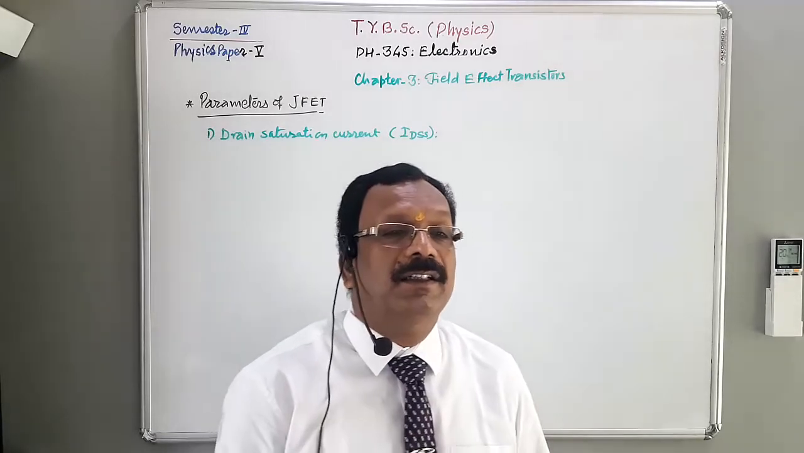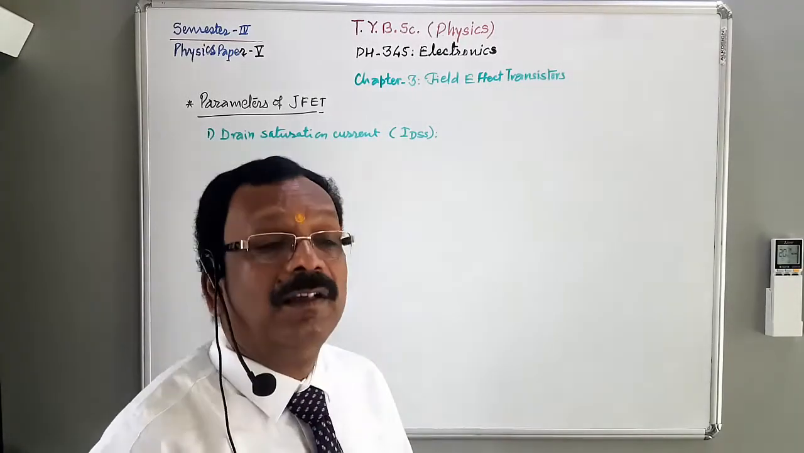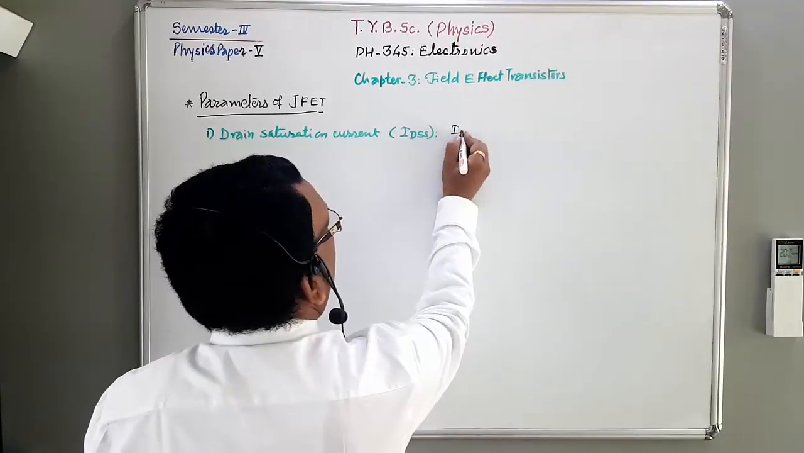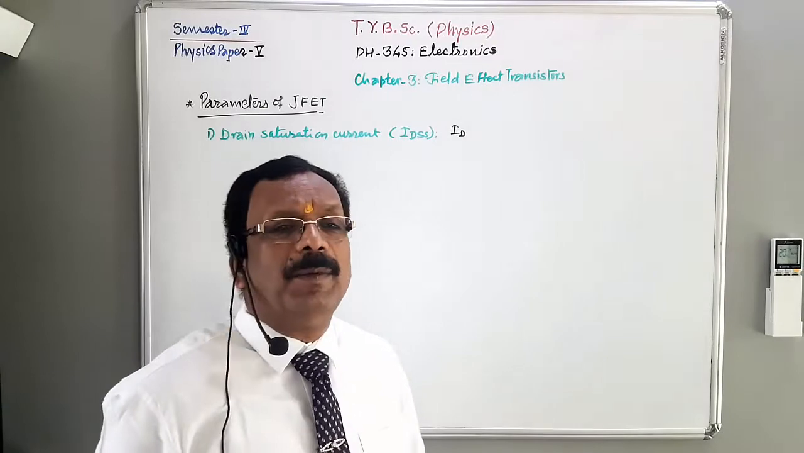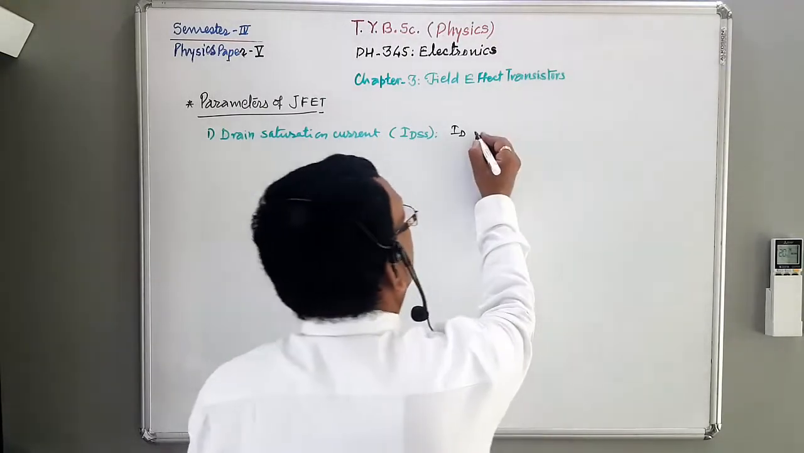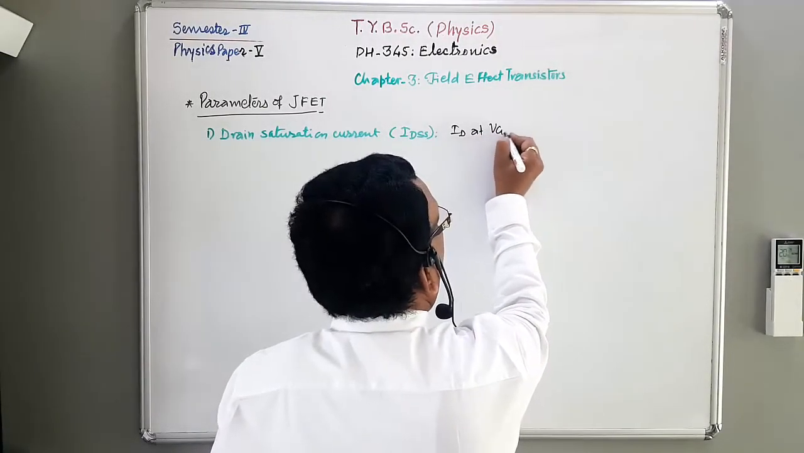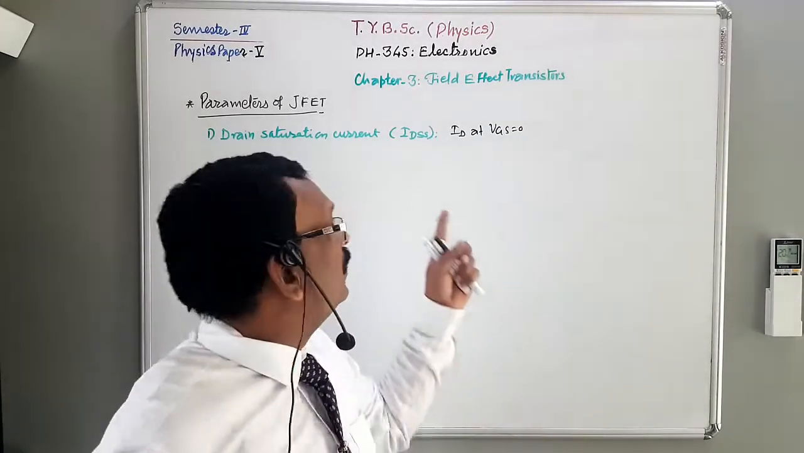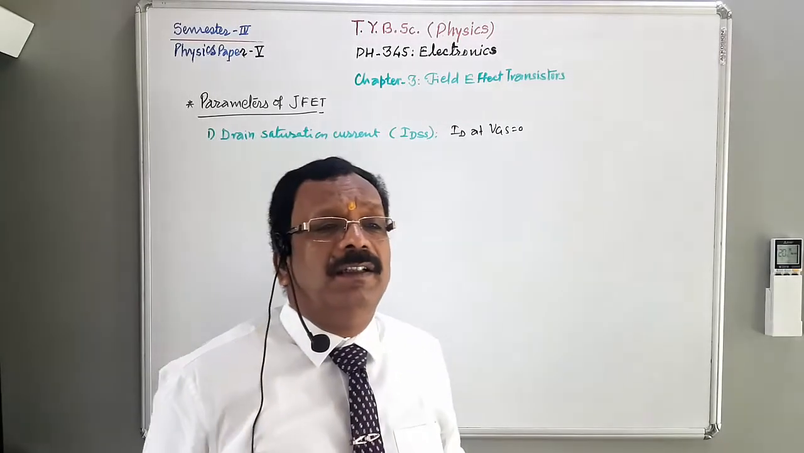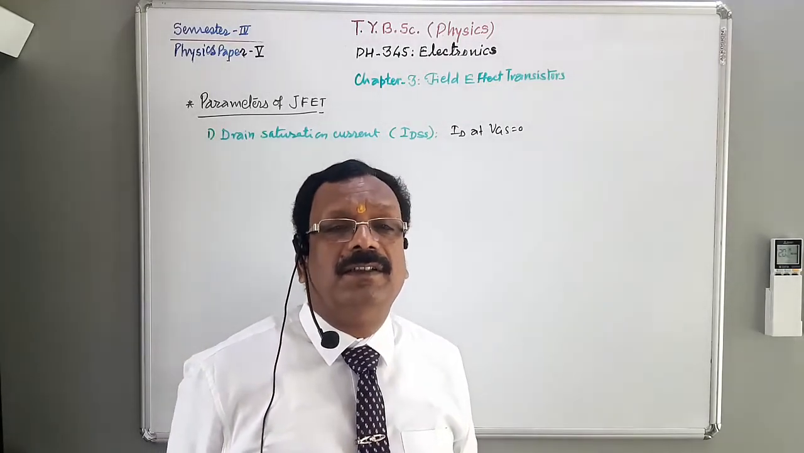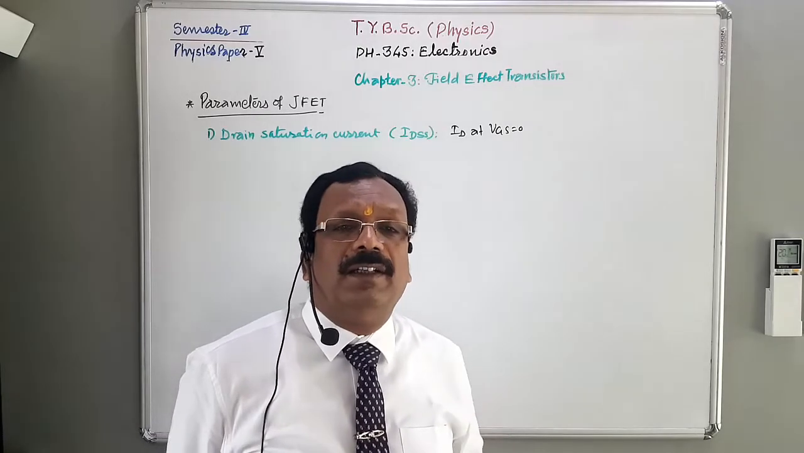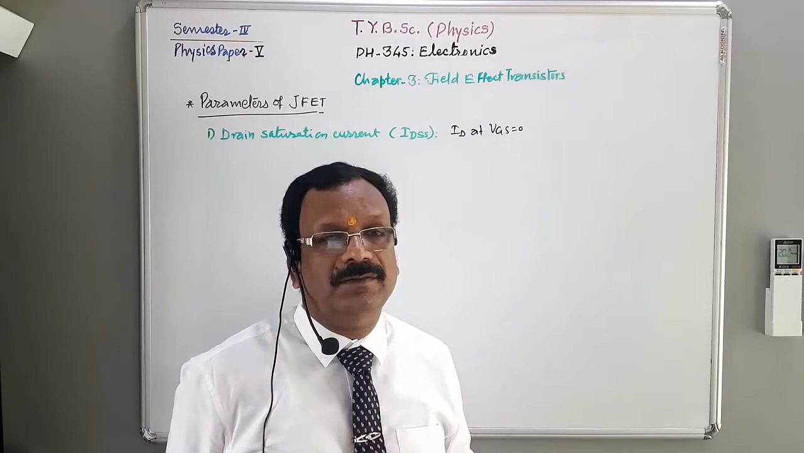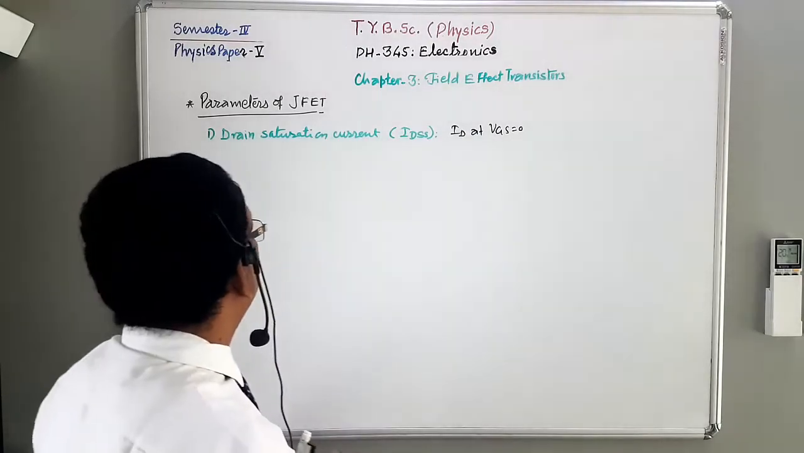What I say? The maximum amount of drain current, that is ID, at VGS equal to 0 is known as IDSS, that is drain saturation current. Note that it is always specified by the manufacturer. Okay.